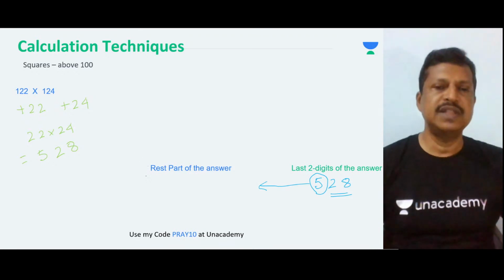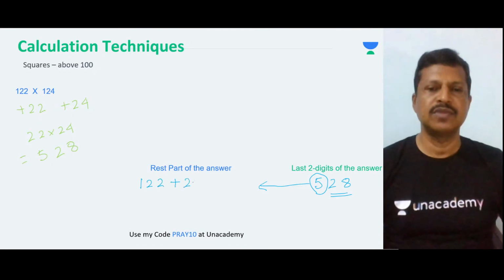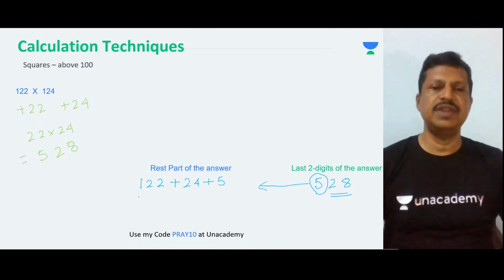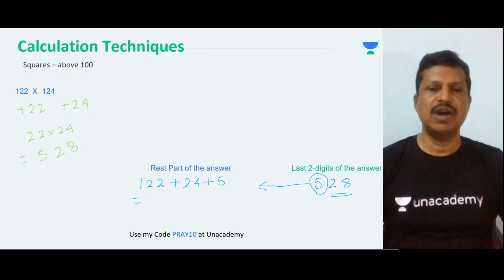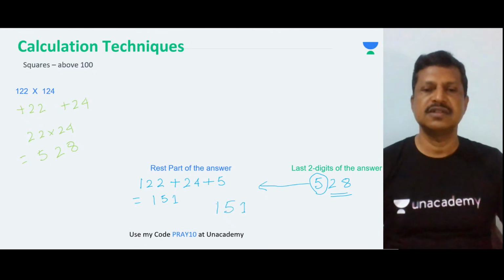So what will be the answer this side? I'll go for 122 plus 24, 146 plus 5. So this gives you 151. 146 plus 5 is 151. So what is the final answer? The last two digits are 28 and the rest part of the answer is 151. So the final answer comes out to be 15128.